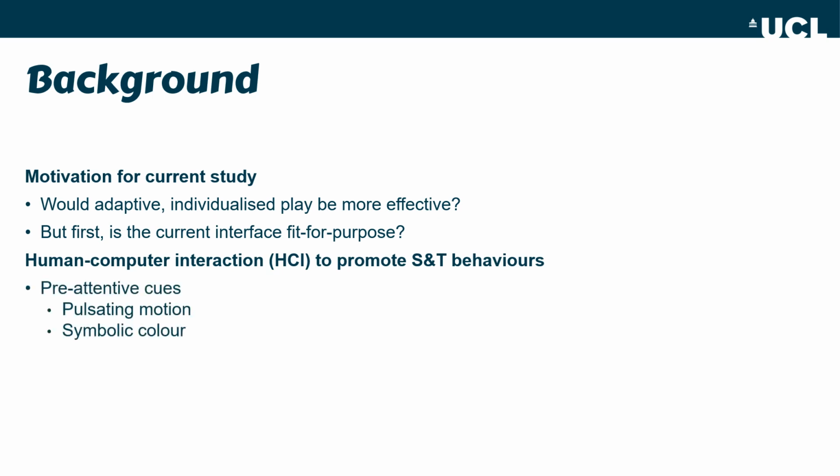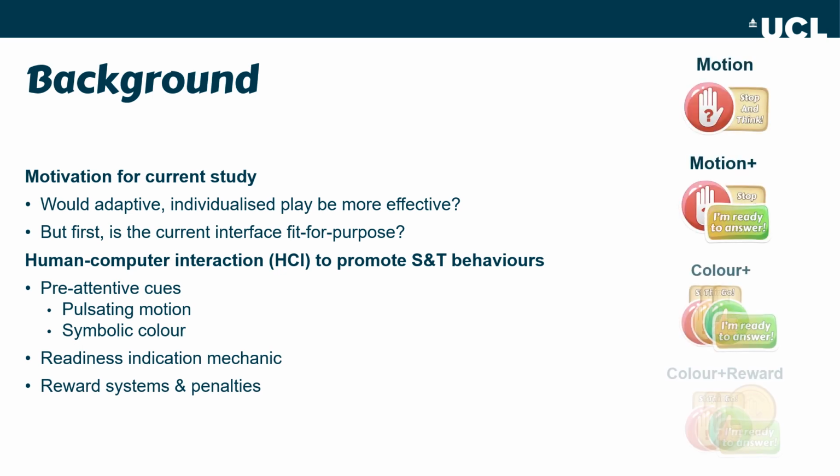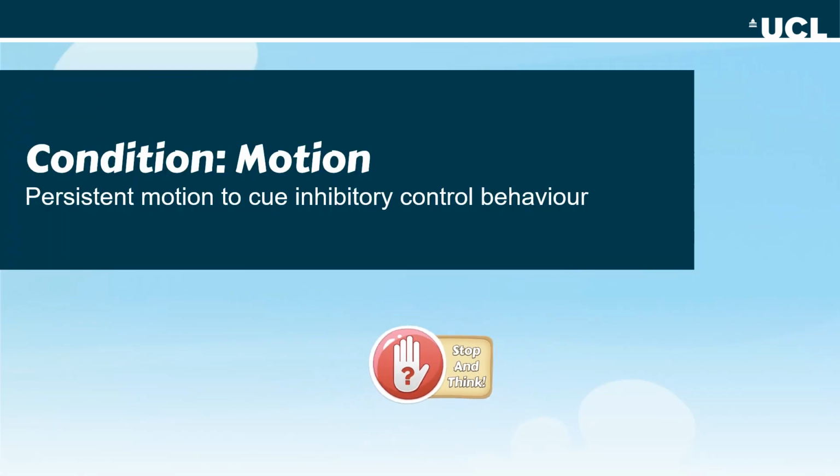We investigated the pre-attentive cues of pulsating motion of the stop and think icon and symbolic color of the icon to indicate when the child should be stopping and thinking. We looked at a readiness indication mechanic where children would have to press a button after stopping and thinking to state their commitment to being ready to answer, which we argue is akin to hand raising in the classroom. And we looked at a rewards and penalty system where we hoped incentives for correct answers might slow the child down and be more careful about how they proceed. So we compared 4 conditions that combined these different features. The first condition was the motion condition, which was essentially the same as the original game.